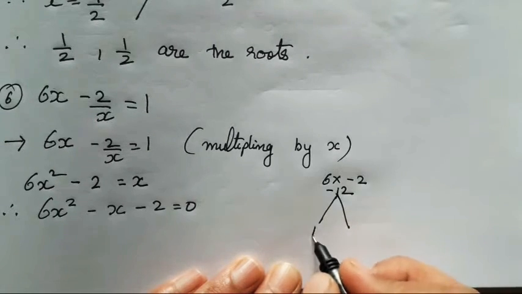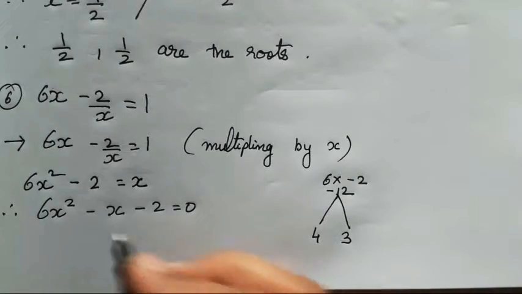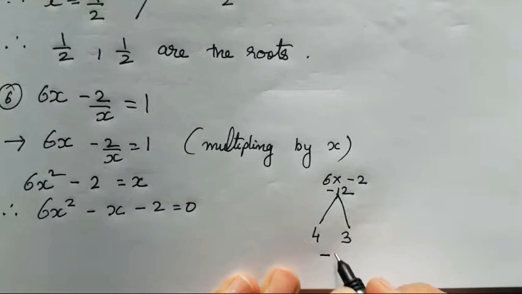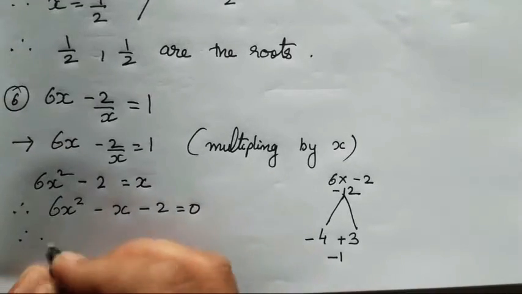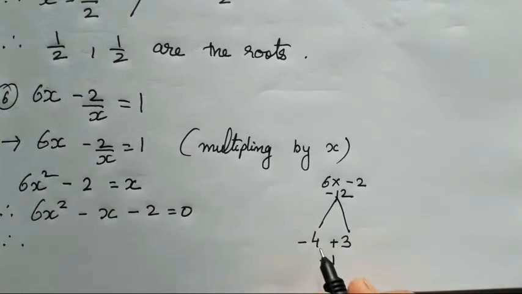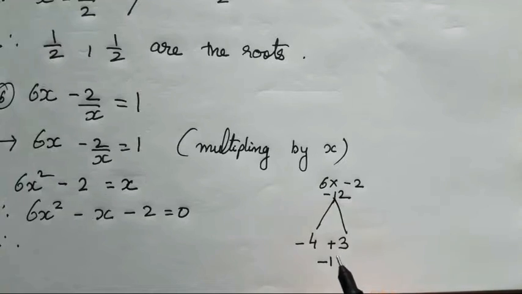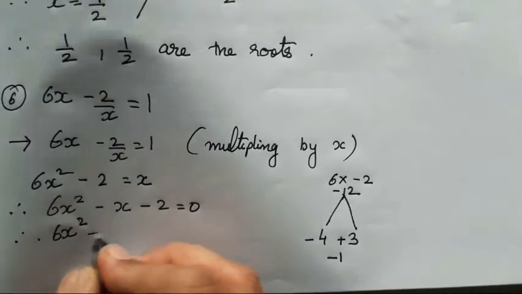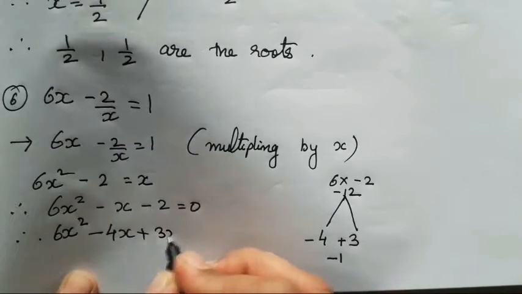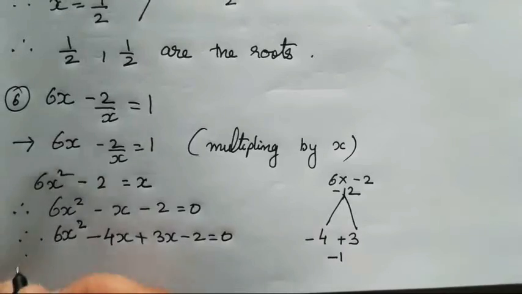Factors of 12: 4 threes are 12, so that we will be able to get minus 1. Minus and plus, accordingly you all have to change the sign for finding this factor. The minus sign goes with the bigger number, and after subtraction you should be able to get minus 1. Now over here what we have to use? We have to use 4 and 3. So therefore 6x square minus 4x plus 3x minus 2 is equal to 0.